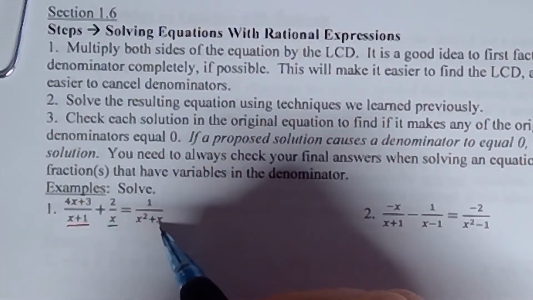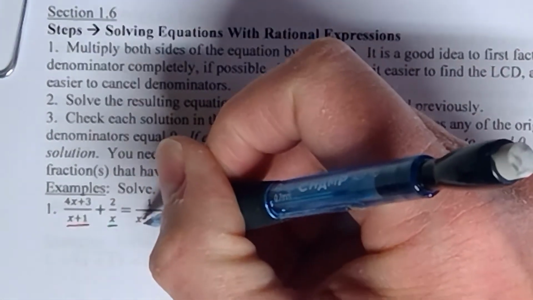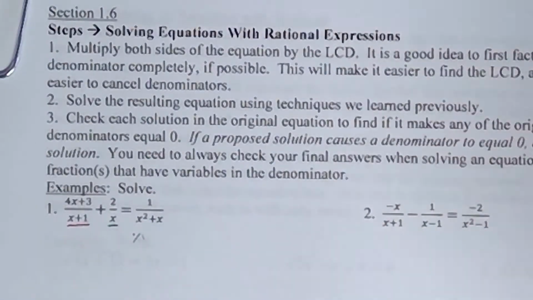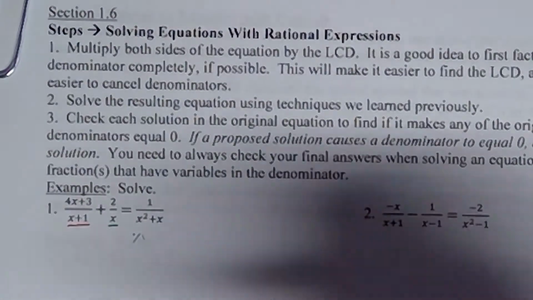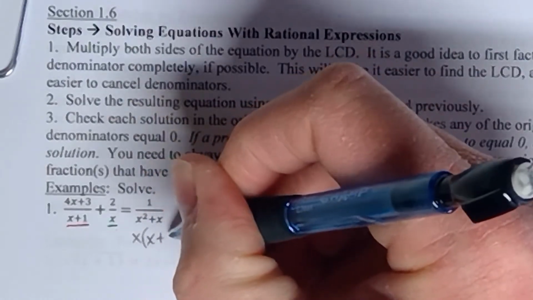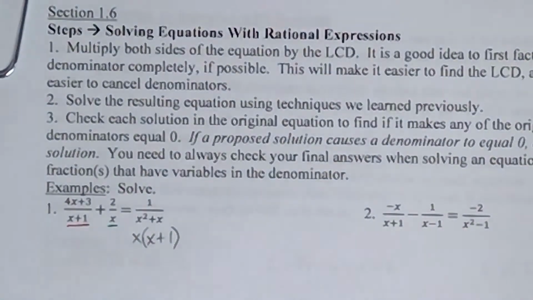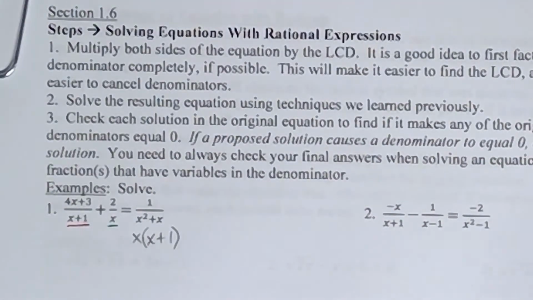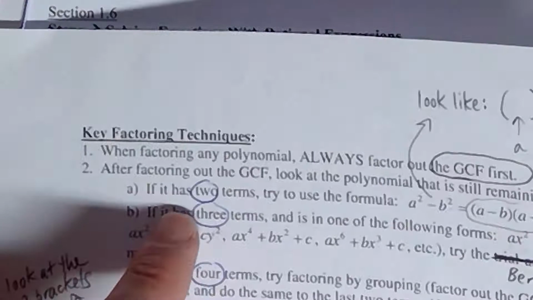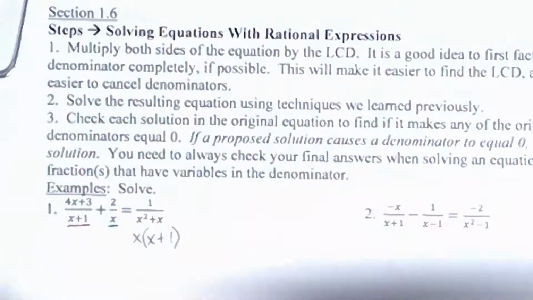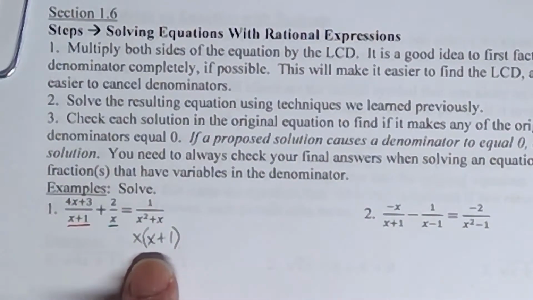How about this one though? This one does have a GCF, so we need to factor it out. The GCF is x. Again, let me know if you need to review how to find the GCF. If I factor that out, I get x plus 1 left over. And remember, what you do after you factor out the GCF is you figure out how many terms you have left over. That's what I'm talking about there, what's inside the bracket.